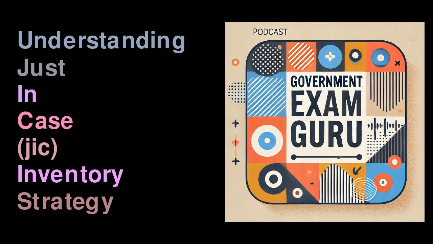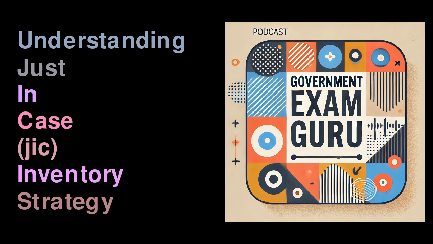2. Healthcare providers. Hospitals keep large inventories of critical medical supplies and medications. The JIC strategy helps them manage uncertain demand, ensuring that they can respond promptly to emergencies even when regular supply chains face disruptions. 3. Food industry. Restaurants and grocery stores may use a JIC strategy to ensure that popular items are always available, particularly before known high-demand periods like holidays or local events.